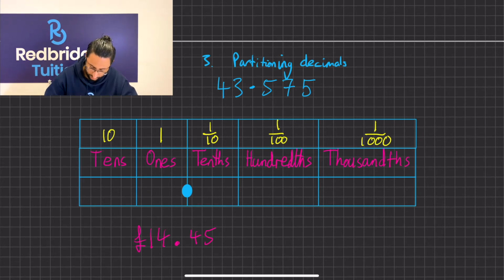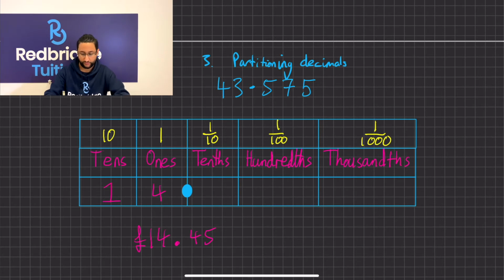That would be 1 in the tens column and 4 in the ones column. That gives us our 14. You should know that from previous videos already. Now, past our decimal point, we're going into numbers which are less than 1 whole.